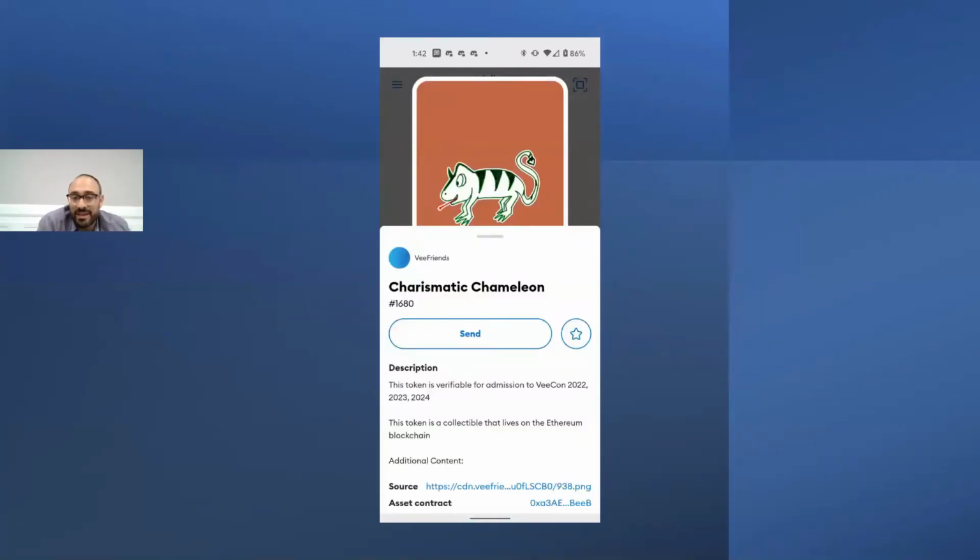This is an NFT. It happens to be an NFT. It's also a ticket, as we see right here. This is a ticket verifiable for admission to VCon 2022, 2023, and 2024. This is an NFT that I own.